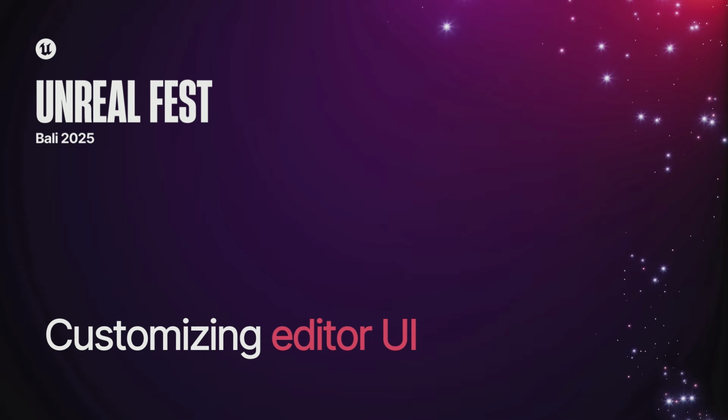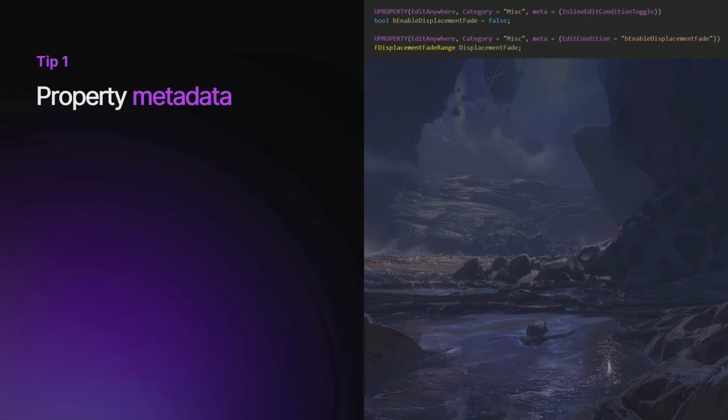So, first part, customizing editor UI. This is really like a big list of tips you can use to customize the editor UI. The first one, which I'm sure most of you already know, is property metadata. This is the easiest way to customize how a property looks in Unreal.